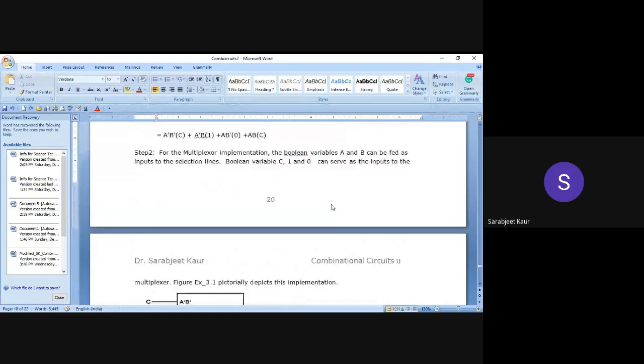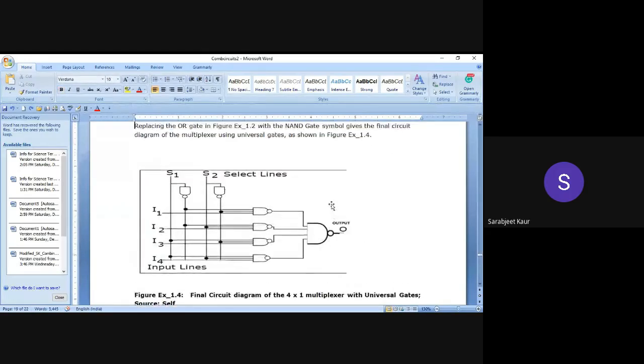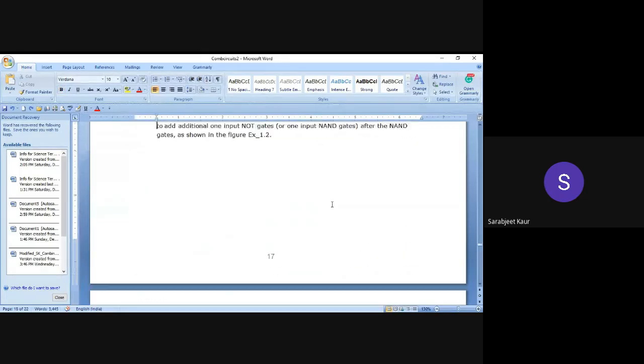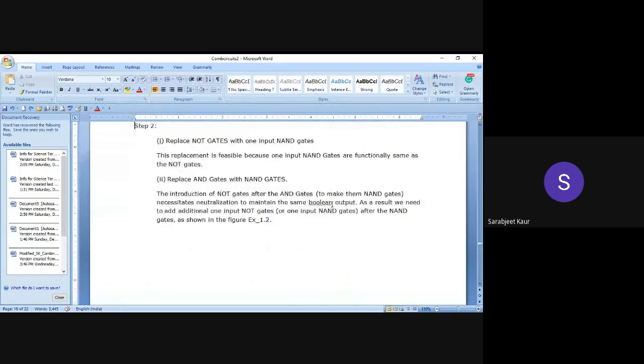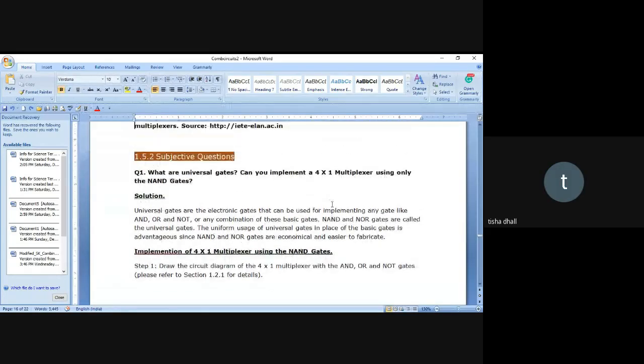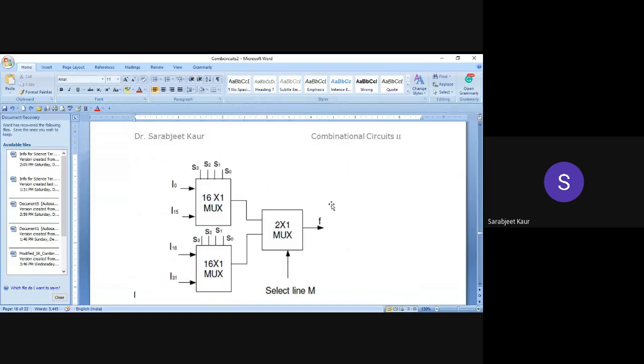What is the next denomination of the multiplexer? I told you that we always design with the number of inputs in powers of 2. So what will be the bigger multiplexer? 32 cross 1. So let us see how to build this multiplexer.